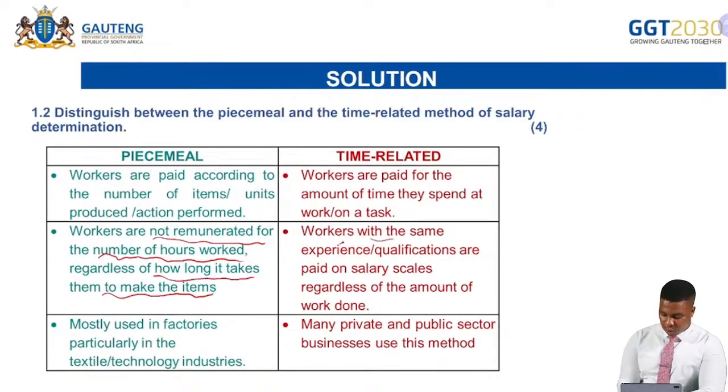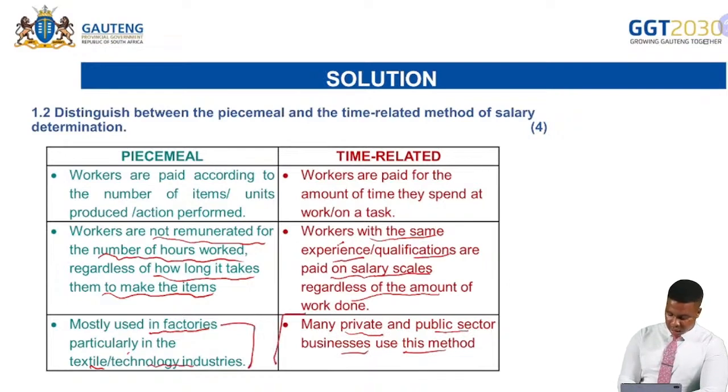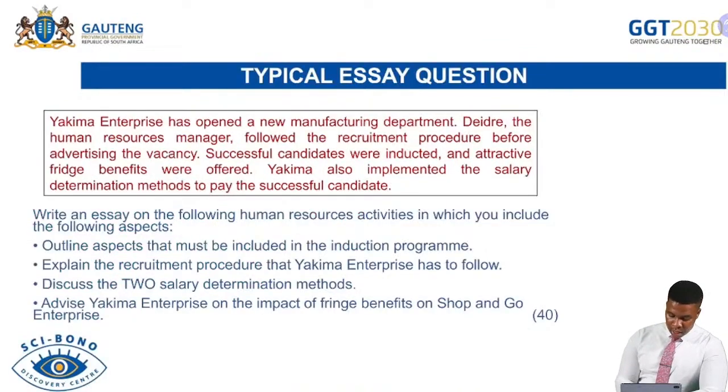However, with time-related, workers with the same experience and qualifications are paid on a salary scale, regardless of how much work is done. And then mostly piecemeal is used in factories, particularly in the textile or technological industry, while many private and public sector businesses use the time-related method. So these are basically examples of businesses that use time-related and businesses that use piecemeal. So that is how you'd get your 4 marks. Now we have an essay, a typical essay question.